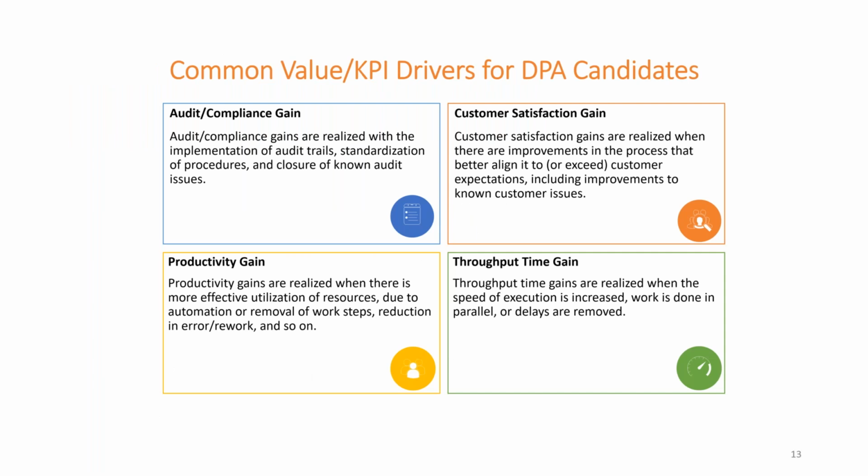And when it comes to the measurables for automation using something like DPA, what we found is that no matter what specific metric or KPI you come up with, they generally fall into one of these four categories. The first one being audit and compliance gain, where you're providing an audit trail that is required by an auditor. You're standardizing your procedures so that everyone is following the process in the same way, and that's defensible and demonstrable. And of course, closure of specific known audit issues or findings can be done by putting your process on rails and baking these new processes and procedures in using DPA.